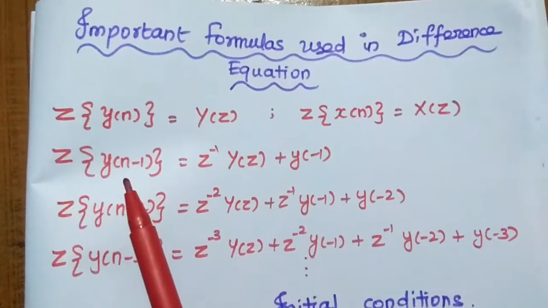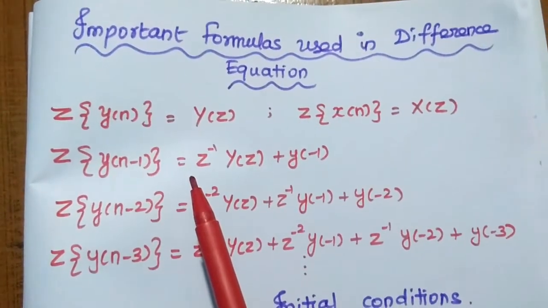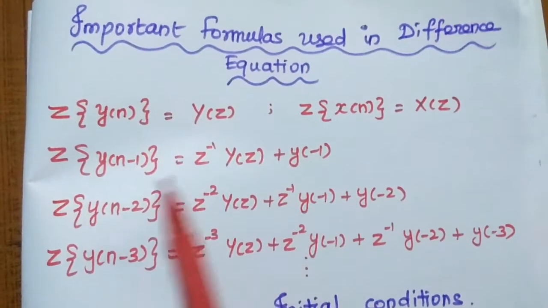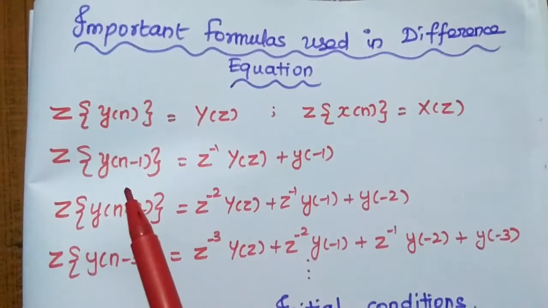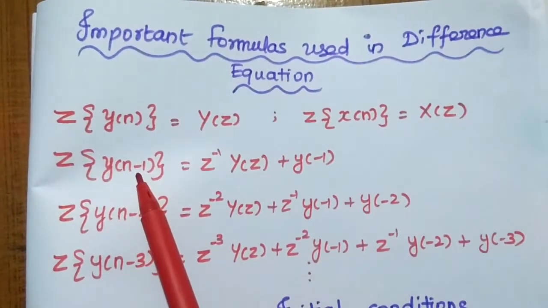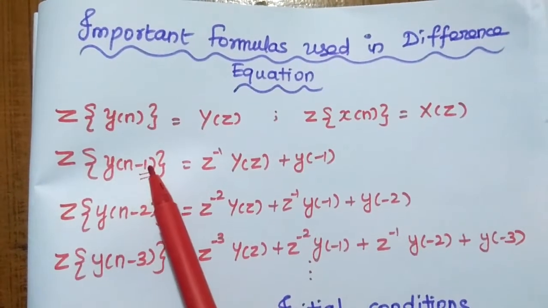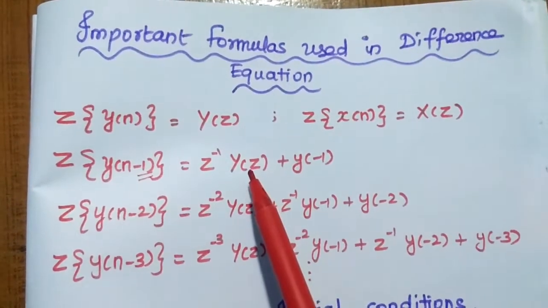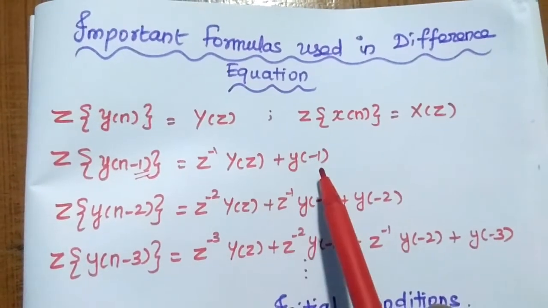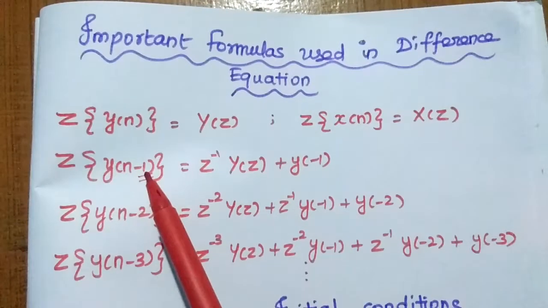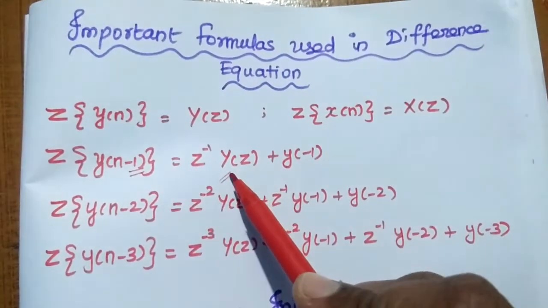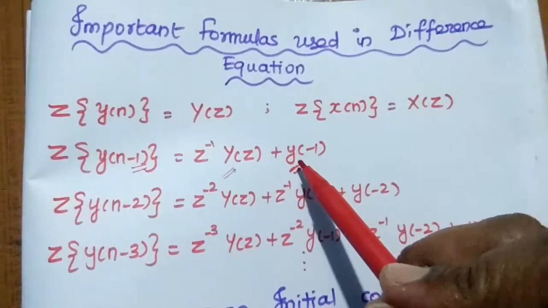Z transform of y of n minus 1 is equal to z power minus 1 Y of z plus y of minus 1. This we have already discussed in the property of Z transform, right? If I delay the signal by 1 unit, then that Y of z is multiplied with z power minus 1, the same power, plus its initial condition. So y of n minus 1 means y of minus 1. Here the capital Y represents the frequency domain signal, small y represents the time domain signal.